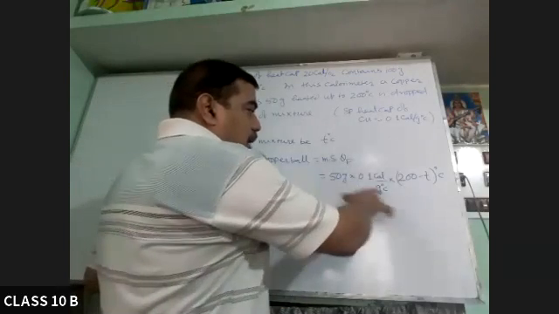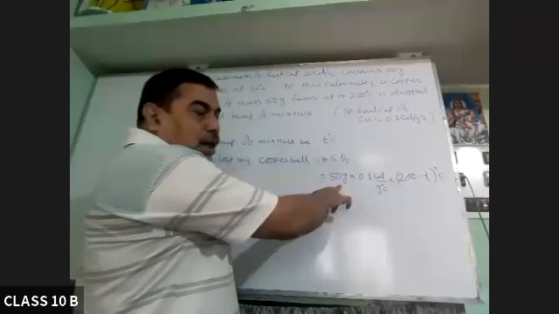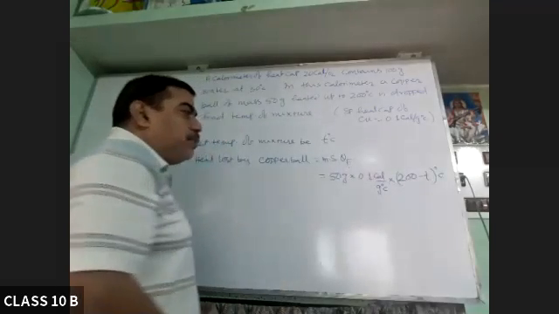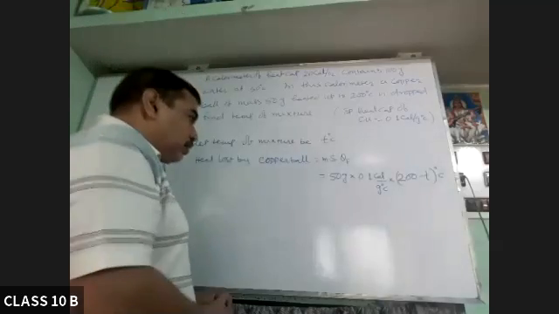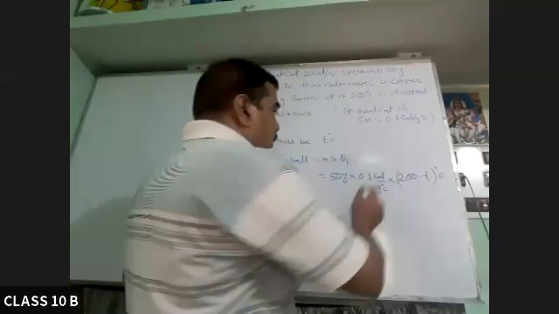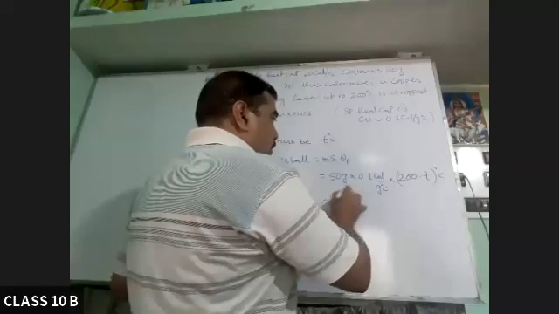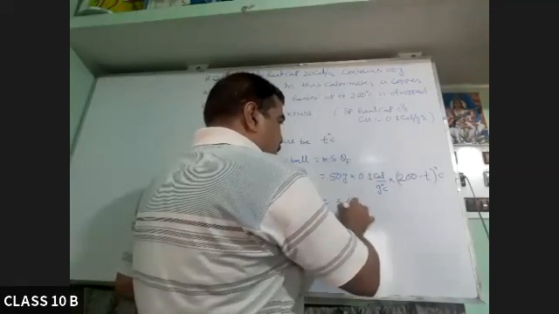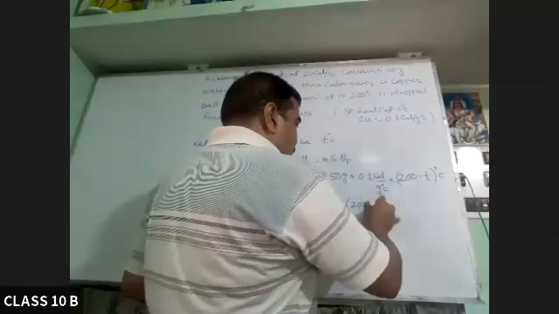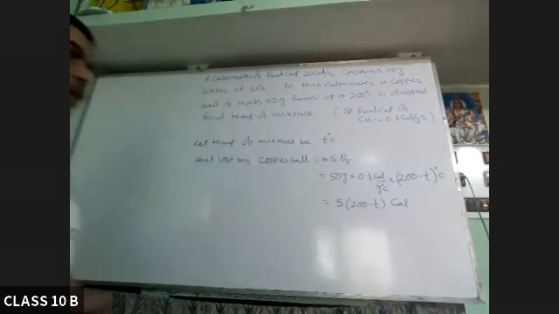Gram cancels gram, since mass is in gram and specific capacity is in calorie per gram degree Celsius, and degree Celsius cancels. So what is left? Calorie. 50 into 0.1 is 5. So 5 into (200 minus T) calories is the heat lost by the copper ball.